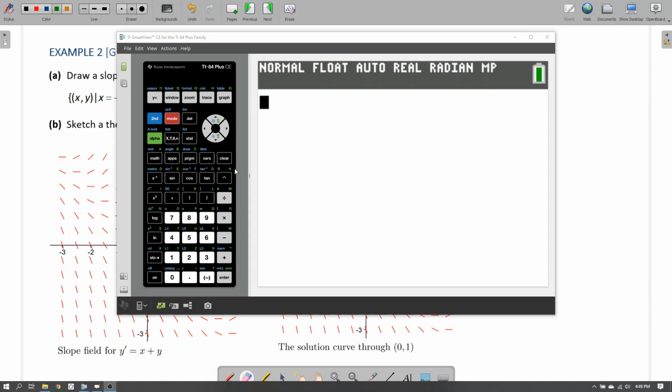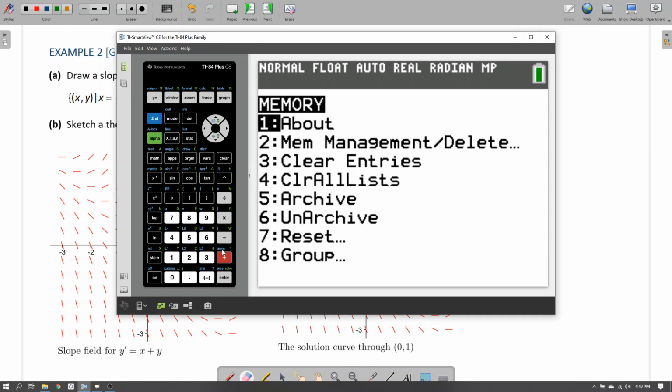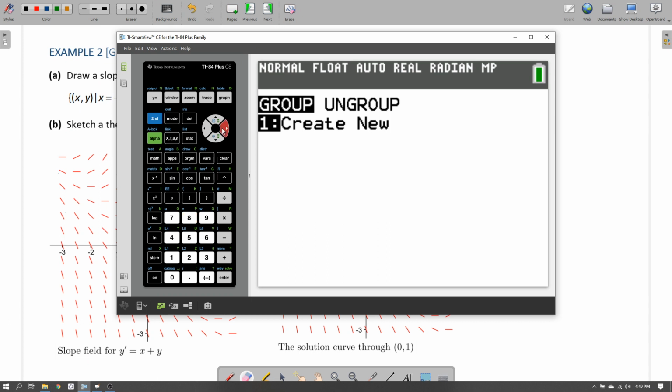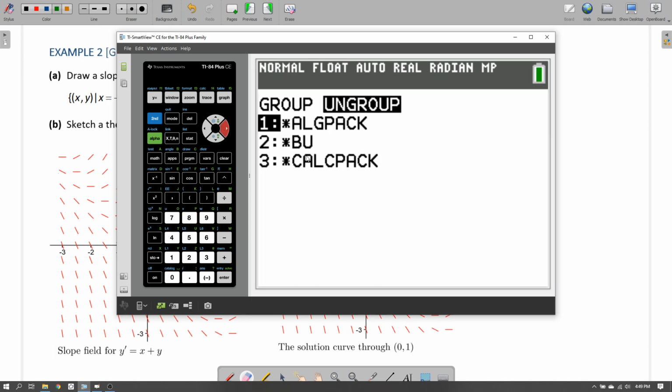Okay, so the first thing after you get the Calc pack added to your calculator is that you'll need to unpack it. The Calc pack is given to you as a group. To unpack it, you go second, memory, which is the plus button, go down to option 8, and go over to ungroup.